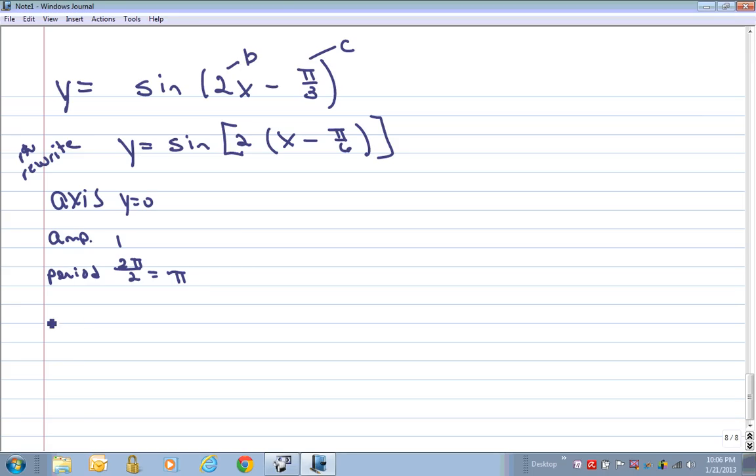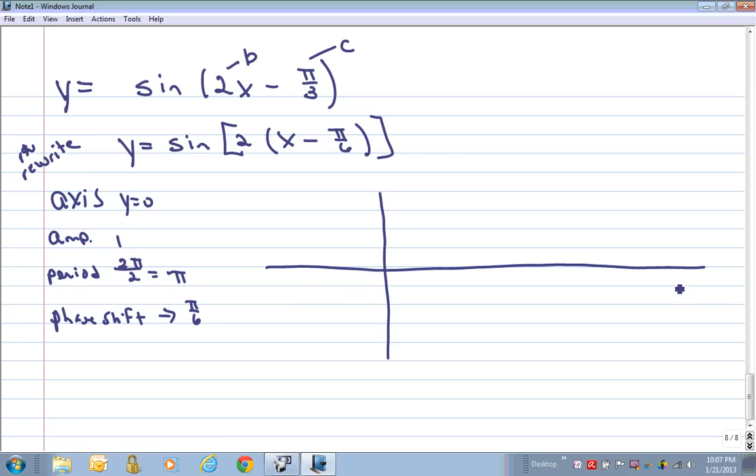And now we also have a phase shift. So the graph is going to move to the right a distance of pi over 6. Well, if it was supposed to end at pi, it's going to end at pi plus pi over 6. So that's kind of a key thing. Just knowing that, let's think about what's happening here.